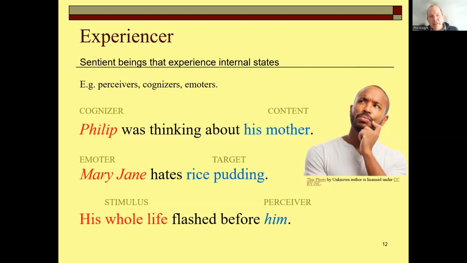And then finally, there are lots of verbs that have a perceiver and a stimulus. The thing that is perceived is called the stimulus. So here we have the example, his whole life flashed before him. In this sentence, him has the role of the perceiver, the one who is seeing something, and the stimulus is his whole life that flashes before him. And these are the words you'd use also with smelling something, seeing something, hearing something, touching something, perhaps. We'd have a perceiver and a stimulus.